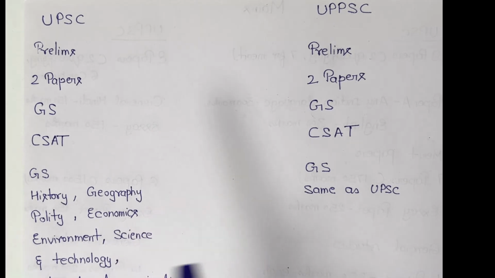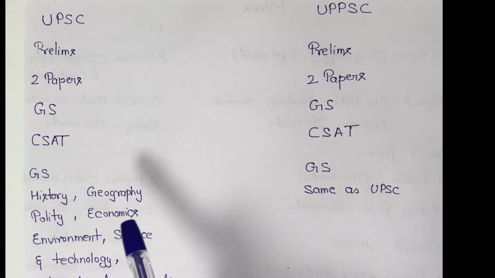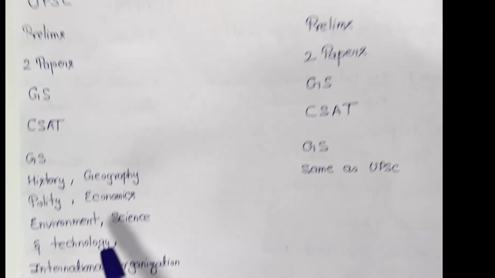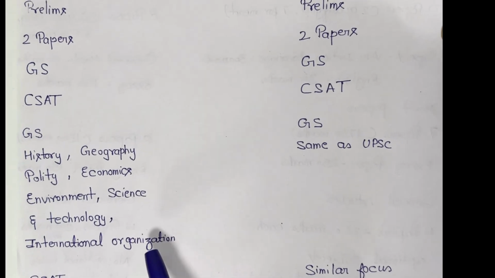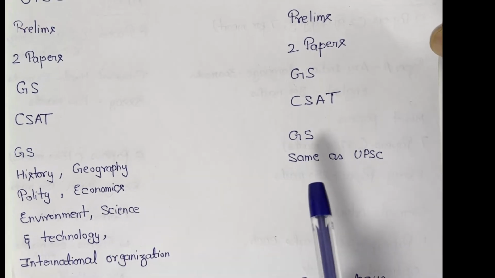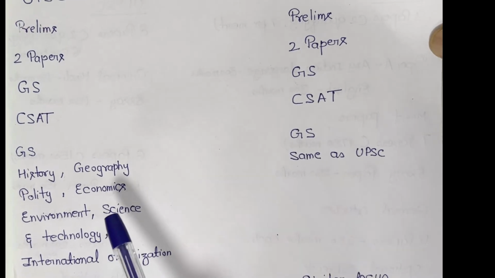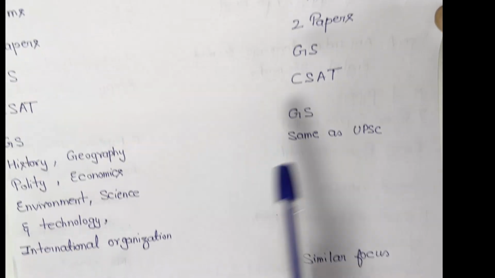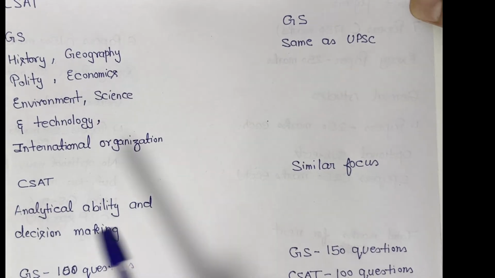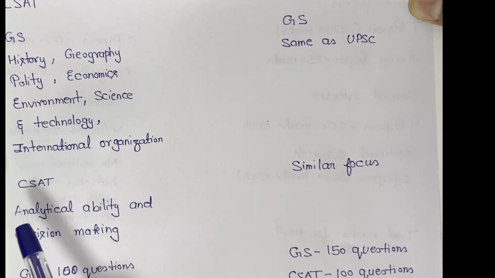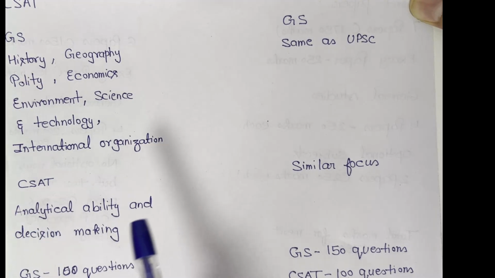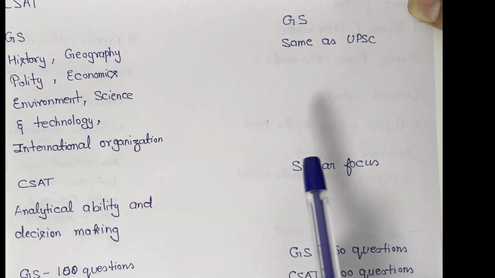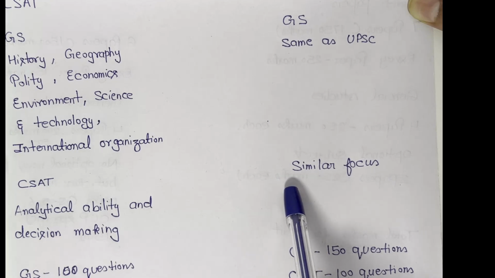Now the GS has multiple subjects: history, geography, polity, economics. As you can see, science and tech is also there, and various international organizations. Now the same focus is given in UPPSC. The same set of subjects will be in the UPPSC. Now the CSAT, that is paper 2, tests your analytical ability and decision making. The same focus is given in UPPSC.